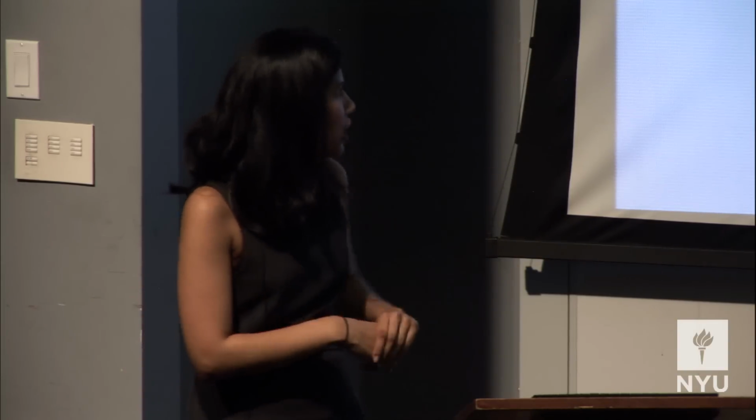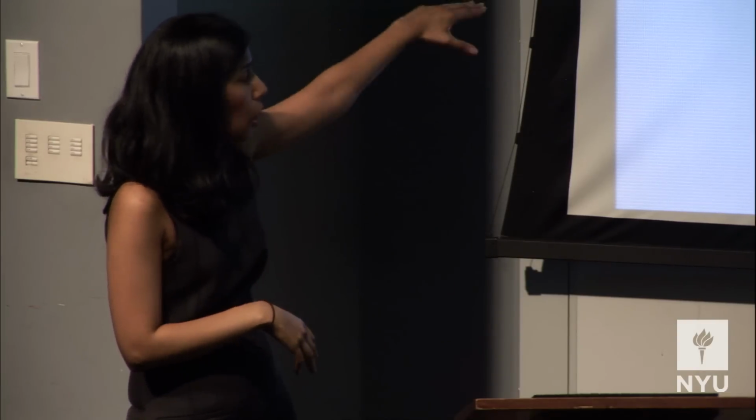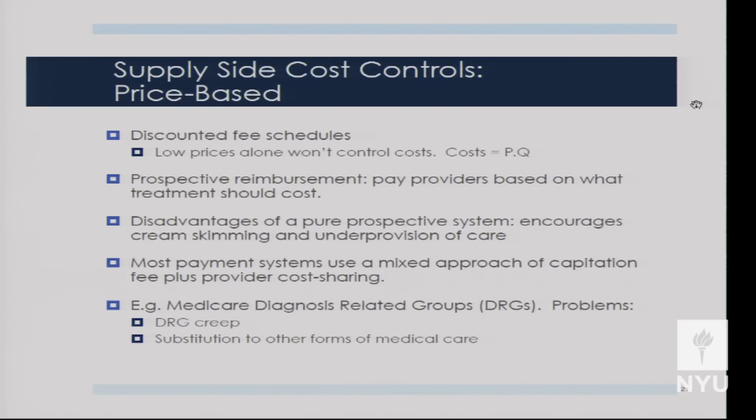So actually trying to control cost on the supply side could help with that problem, right? It's going to allow for lower co-insurance rates for consumers, right? And it's going to mitigate supplier-induced demand and the use of high-cost technologies, right? If we limit the way doctors are like, no, the fancy new MRI, it's right here, go use it, right? If we limit that without changing whether or not you go to the doctor, we're going to change what the doctor spends on you, right?